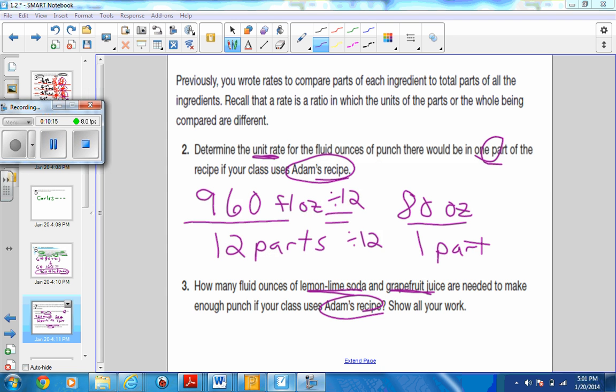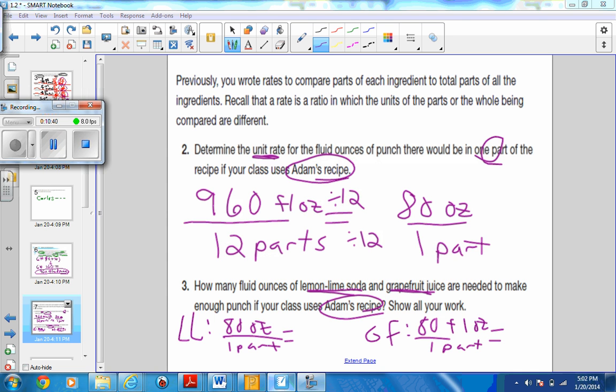So that's what I was telling you about earlier at the very beginning of this when we talked about what is a part. A part depends on how many ounces you need total. So here they need a total of 960. So you have to divide out the parts for each recipe to get how much you need for one part. So for every part of the recipe, they need 80 ounces. So it's going to be different for every recipe.